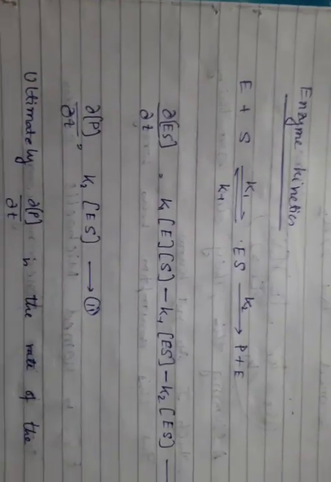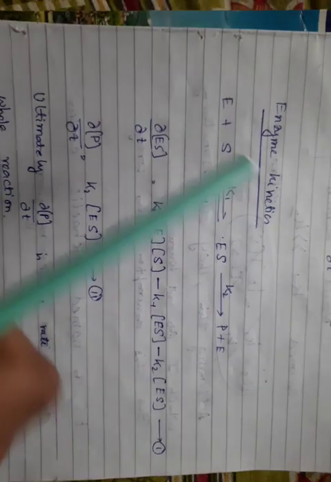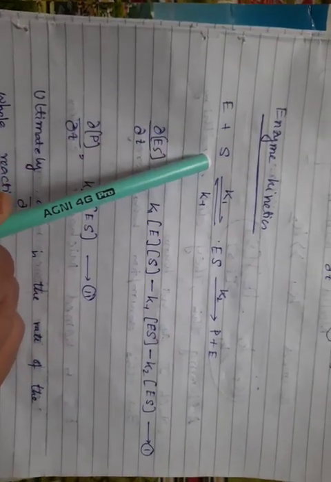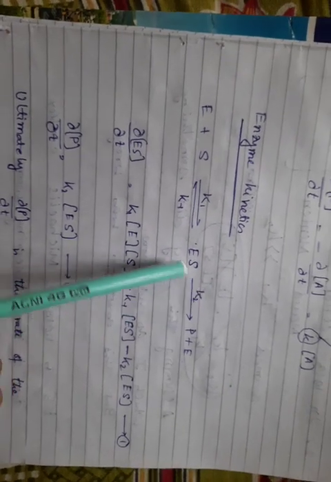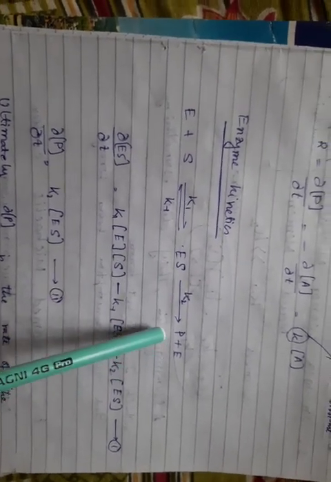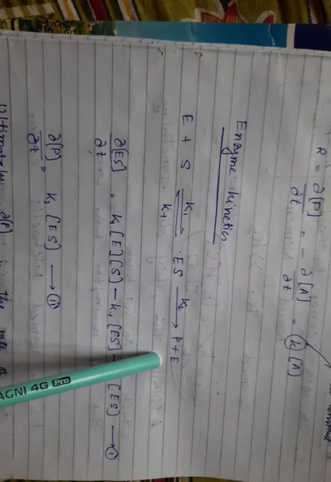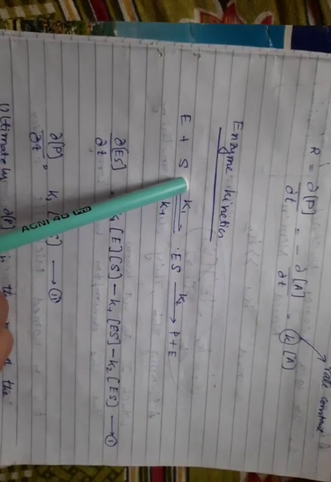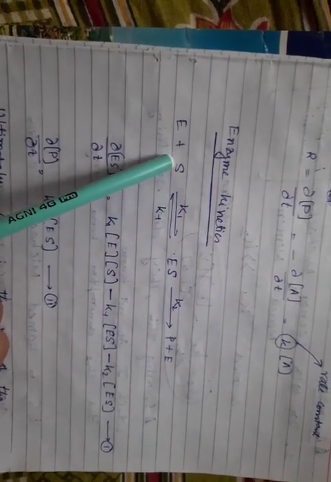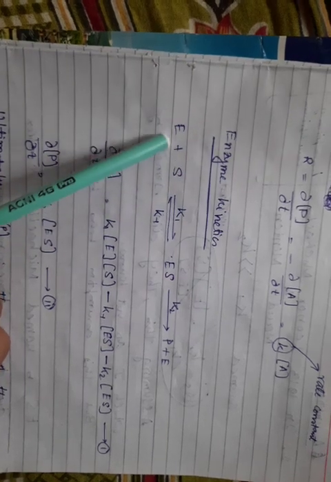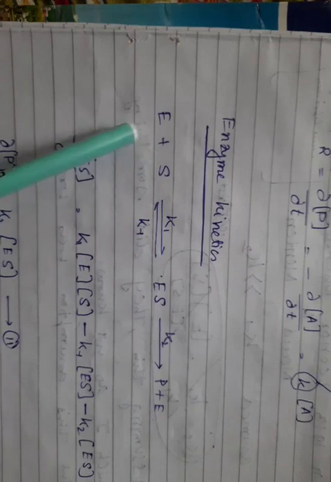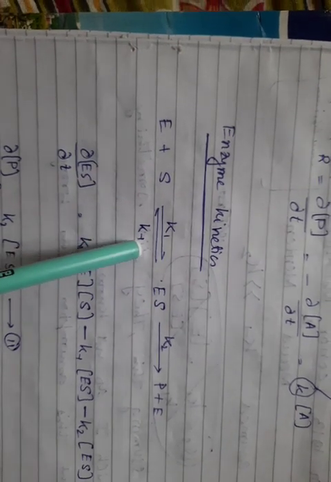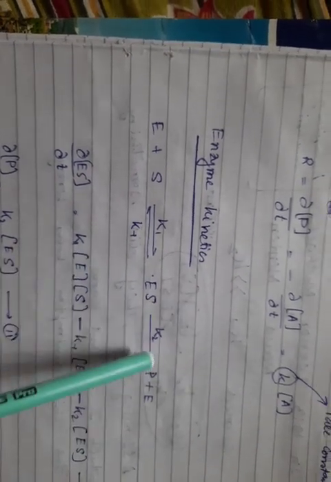So here's enzyme kinetics. This is the enzyme and substrate combining to form a complex, and then it is getting converted into the product and the enzyme. The rate constant for this one to form this is K1, for the reversal it is K minus 1, and for this one to this one it is K2.